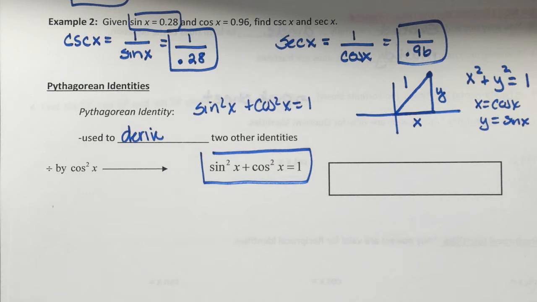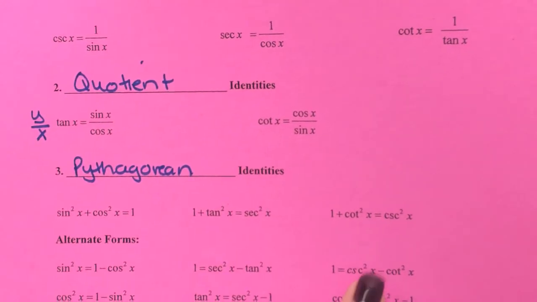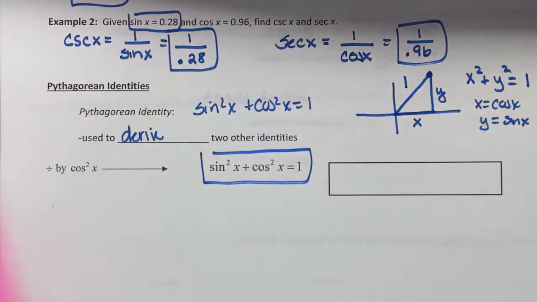This Pythagorean identity, sine squared plus cosine squared x equals 1, is the major Pythagorean identity. If you know this one, you can find all the others. Most of you, because we've been working on the unit circle so much, and you know that x is cosine and y is sine, are going to remember sine squared plus cosine squared equals 1. If you know that one, you're going to know the rest of them.